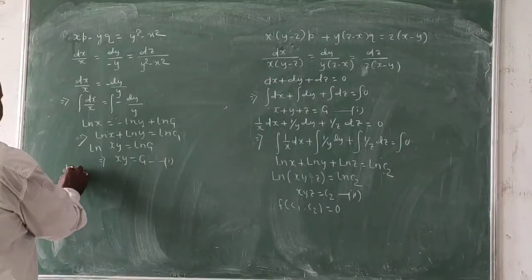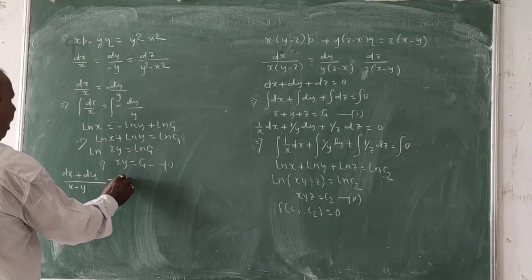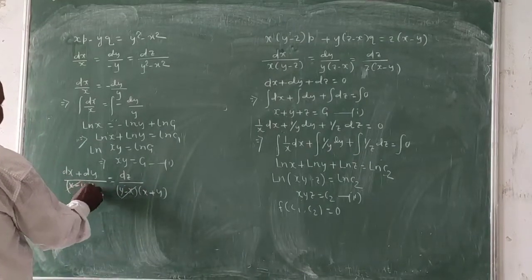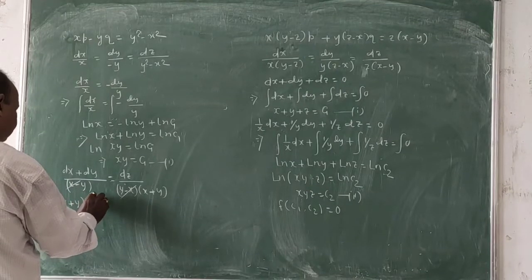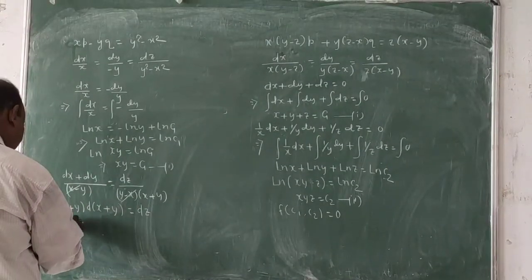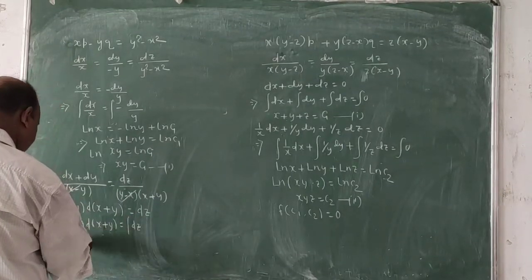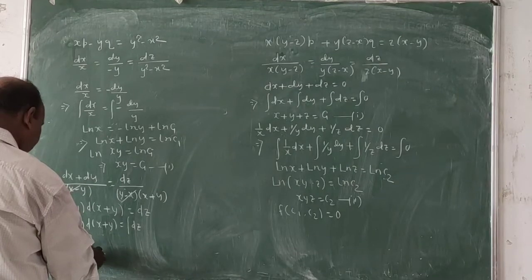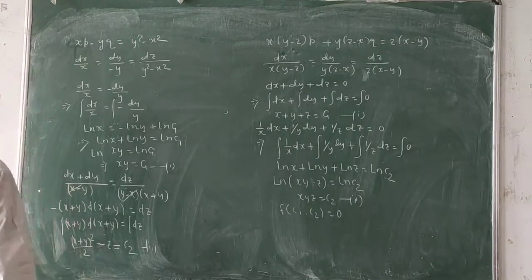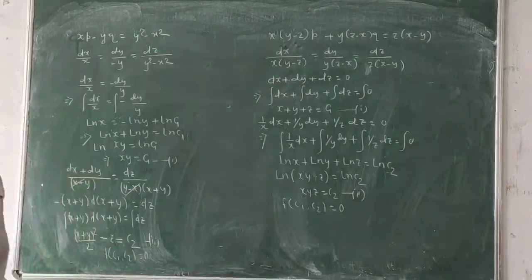Take another one: x dx by x square, minus y dy by y square, is equal to dz by y square minus x square, which is minus x into x plus y. So we cancel out each other. This cancels, and you are getting minus x dx minus y dy, that is d of x plus y, equal to dz. Integrate both sides. So the integration of x plus y into d of x plus y is the integration of dz. So this is x plus y whole square by 2 minus z is equal to c2. So this is the second solution. So you are getting the solution f of c1, c2 is equal to 0.